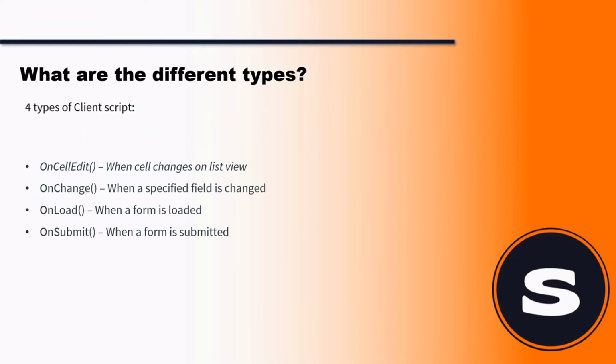Now, this is when it starts to get really interesting. So what are the different types of client script we can have? Well, there are 4 different types, and I'm going to list them off here.